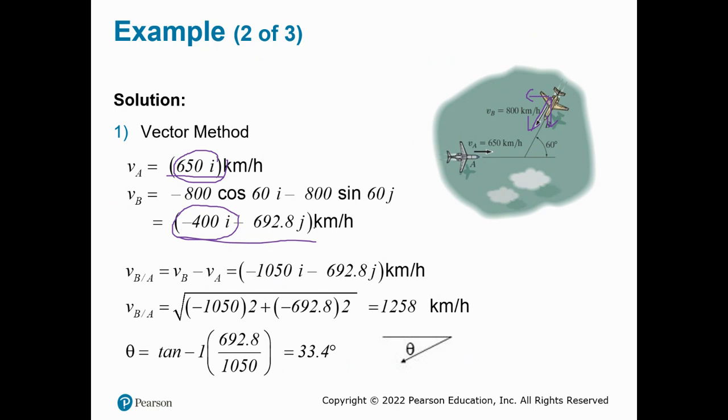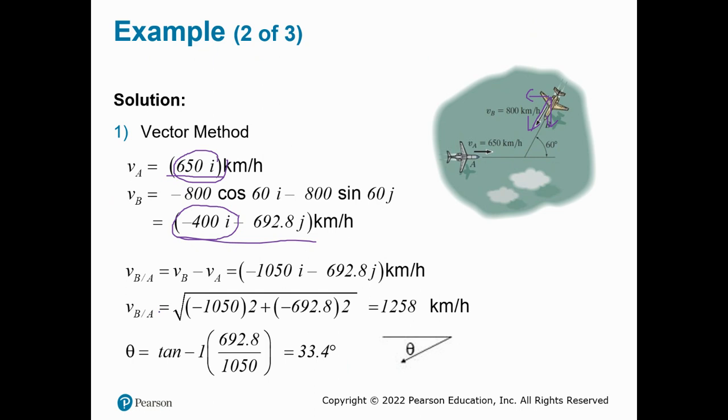And then the second one down here, negative 692.8. Notice that for your VA, there's no J component. Sorry, 692.8, I meant to say the J component. J component only. For your VA, there is no J component. That means when I put them together, this is negative 692.8. That is the only J component. Okay, so there you go. That's my relative velocity of B with respect to A.